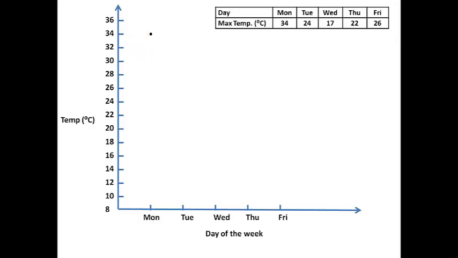Now for Tuesday. The temperature for Tuesday is 24 degrees Celsius. Just as we did before, we draw an imaginary vertical line from Tuesday parallel to the vertical axis and an imaginary horizontal line from the 24 degrees Celsius mark parallel to the horizontal axis. Where these two imaginary lines meet, we plot a point.